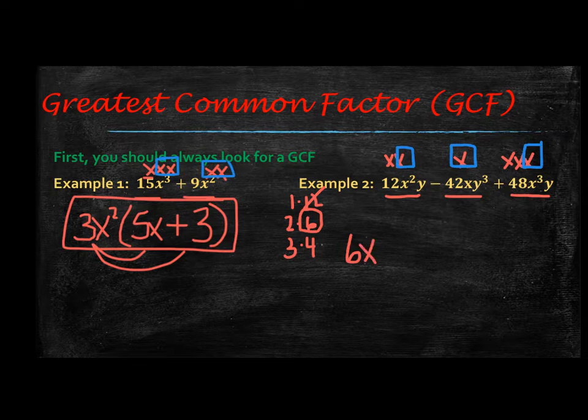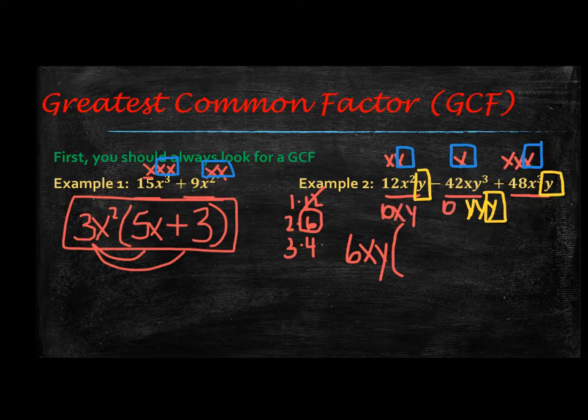And then now we want to look at our y's. So we have y. Then we have y to the third, which would be y times y times y. And then we have just y here. So again, I can only take out a single y. So that's going to go next to the 6x. So it looks like my greatest common factor is 6xy. Now go ahead and divide that out of each term.